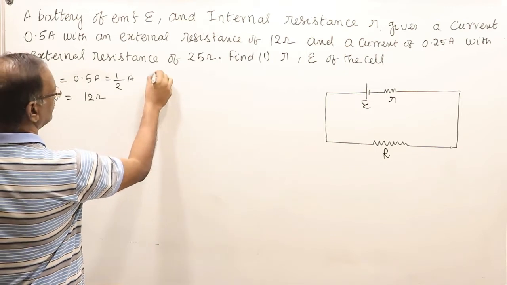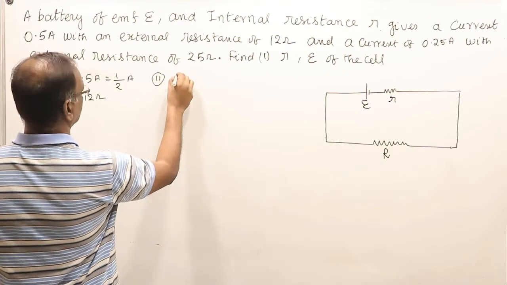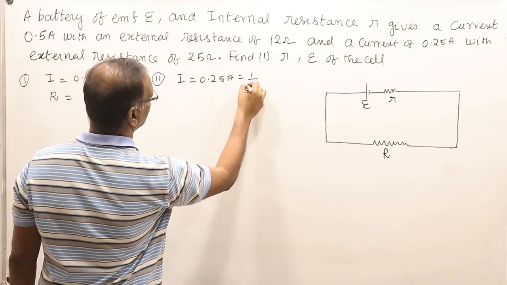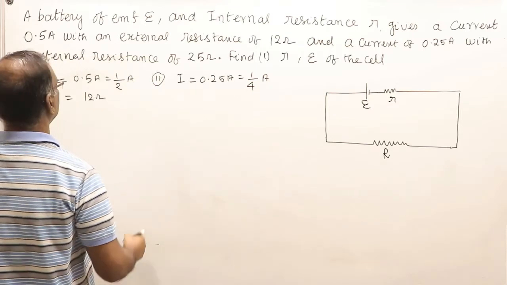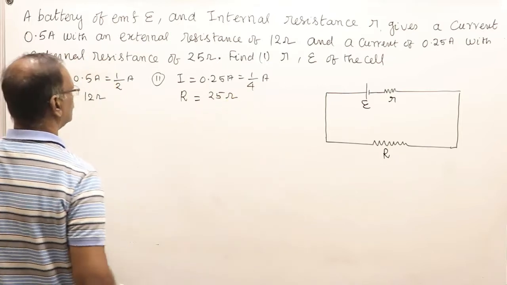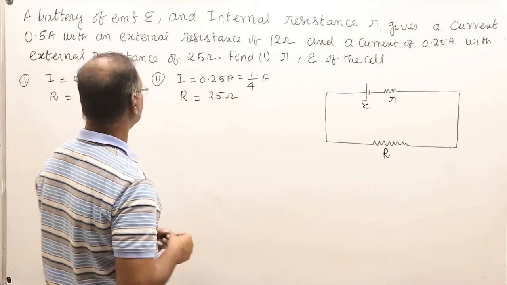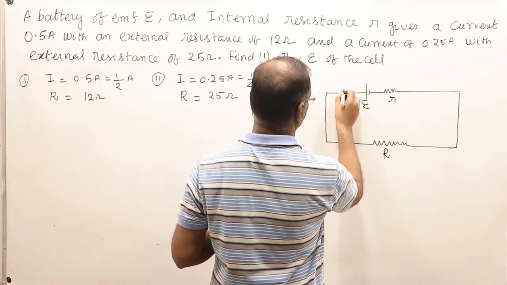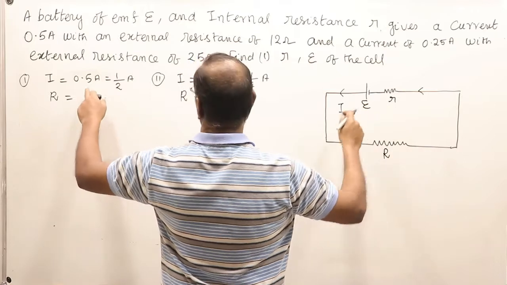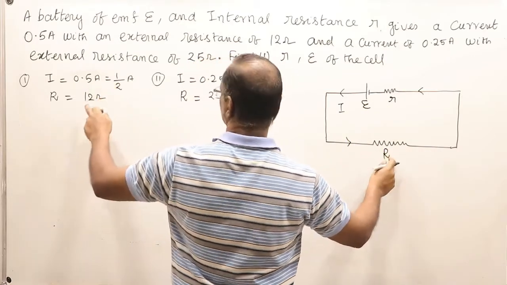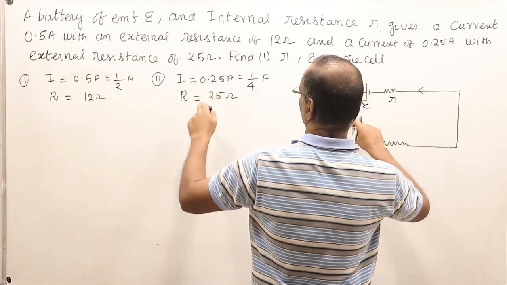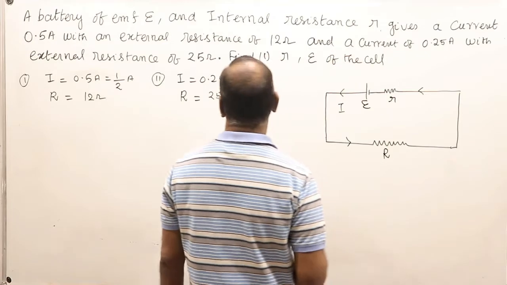And in the second case, a current of 0.25 ampere, that we can write 1/4 ampere, with an external resistance of 25 ohm. So there are two conditions. It means the current flowing through the circuit is equal to half when the external resistance is 12 ohm. Again, the current flowing through the circuit is equal to 0.25 ampere when the external resistance is equal to 25 ohm.